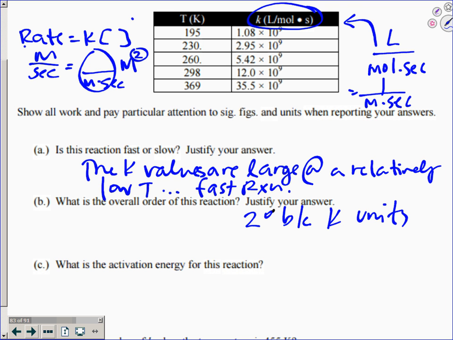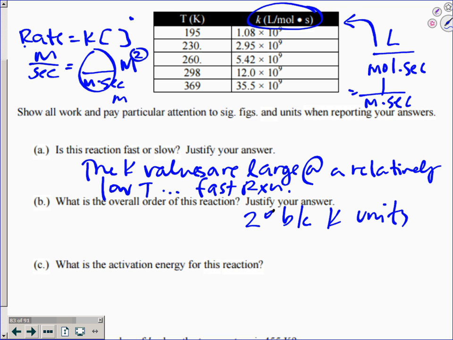This might be a dumb question, but since that's for second order, what would that look like if it was first order? Like, how would we know if it was first order? What would it say? So if it were first order, you'd only have molar, not molar squared, right?